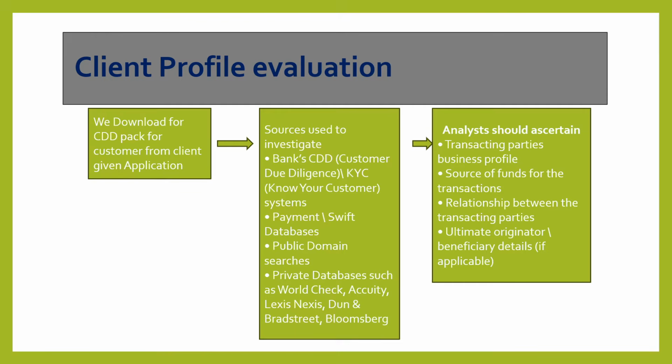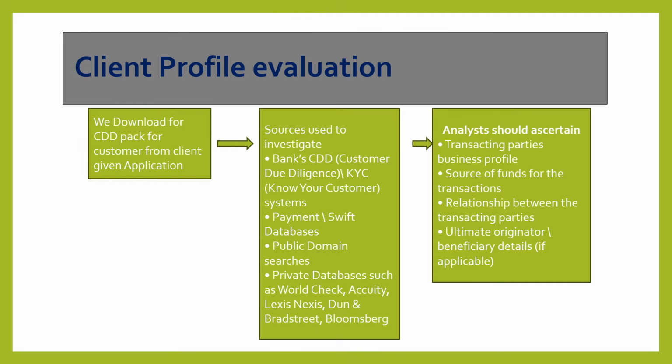What we evaluate is the client profile. First, we download the CDD pack from the client-provided application. Then we check some parameters to understand the client profile, which are client jurisdiction: is it high, medium, low? Then we check source of fund and nature of business. Also we check whether the nature of business comes under high risk, medium risk, or low risk. Who all are related parties and UBOs? Do these parties come under PEP? Are these parties and UBOs residing in a high, medium, or low risk country or not, right?